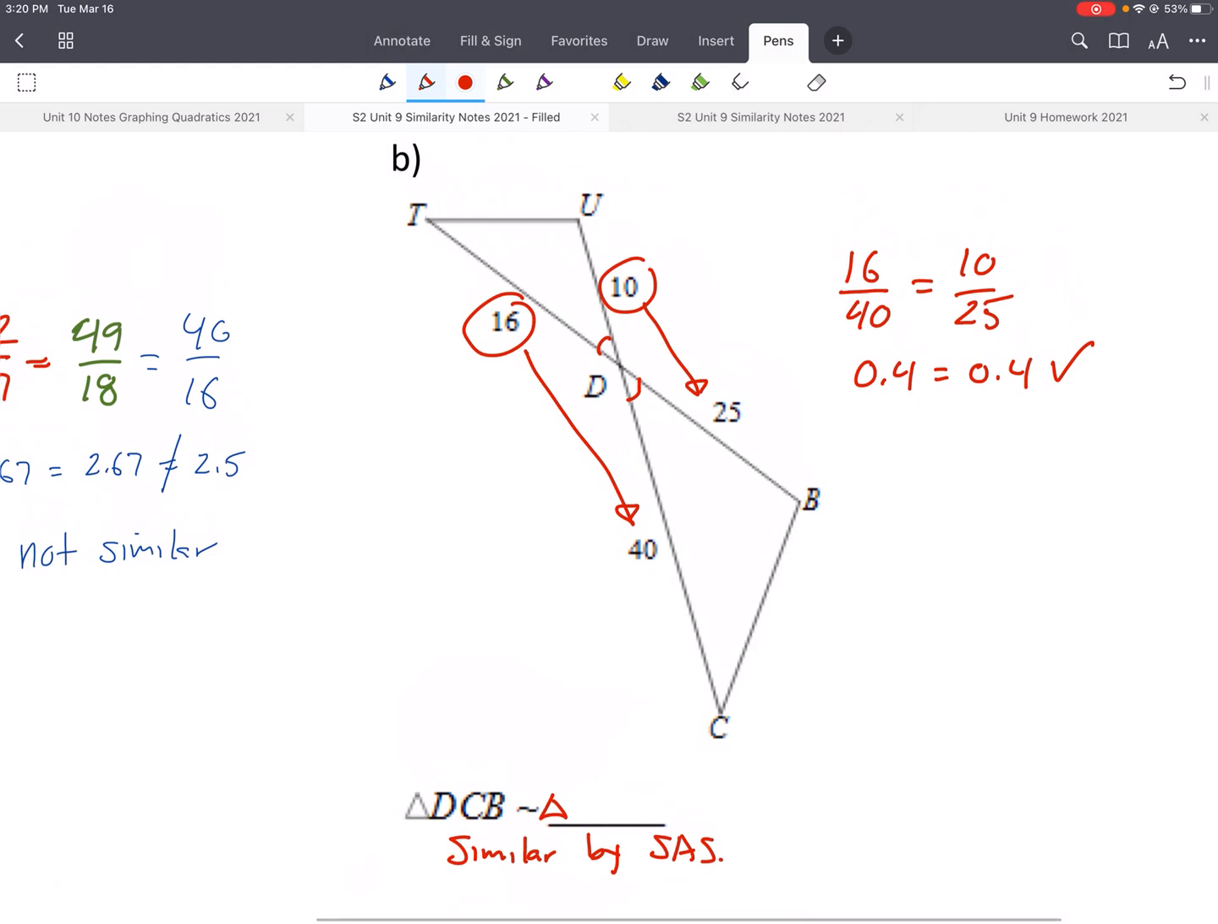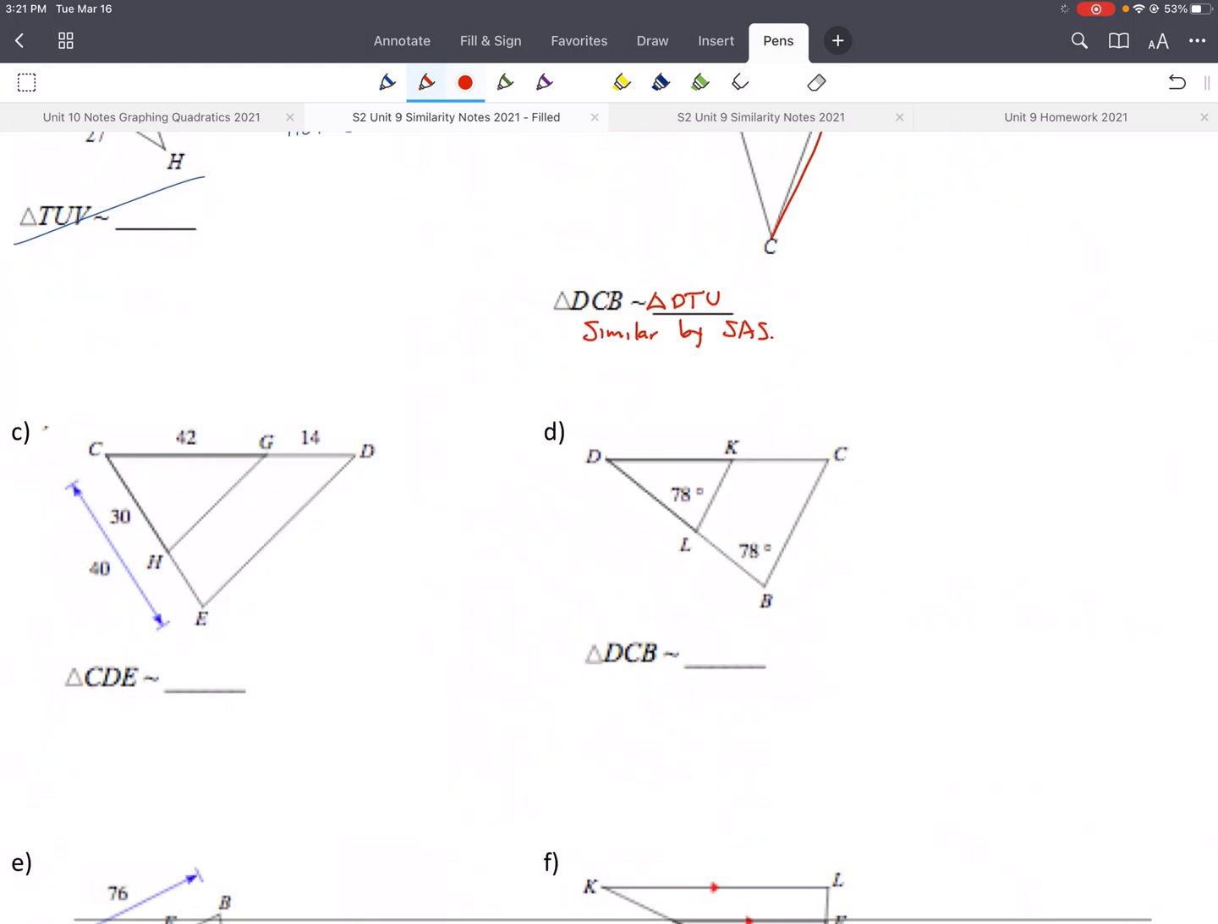So I think we said that 16 corresponds to 40. So DC corresponds to DT. All right, and then next we have CB, which is here, it should go to here, so it goes T to U.